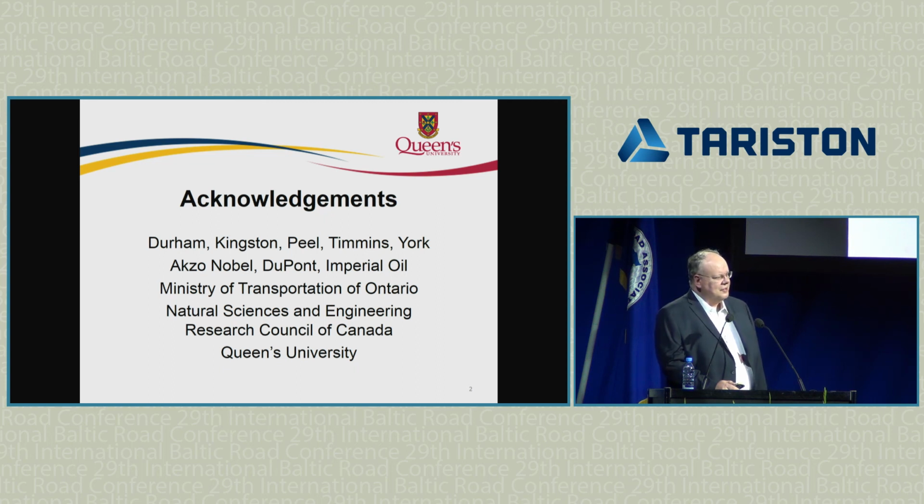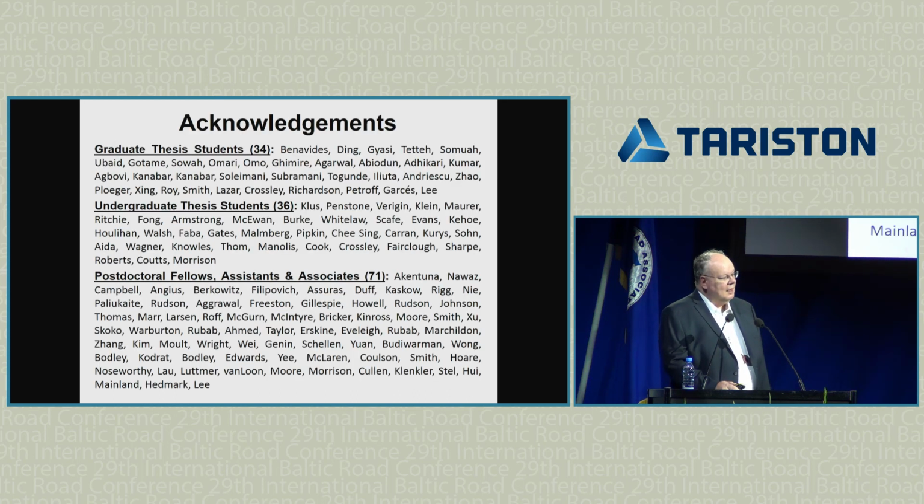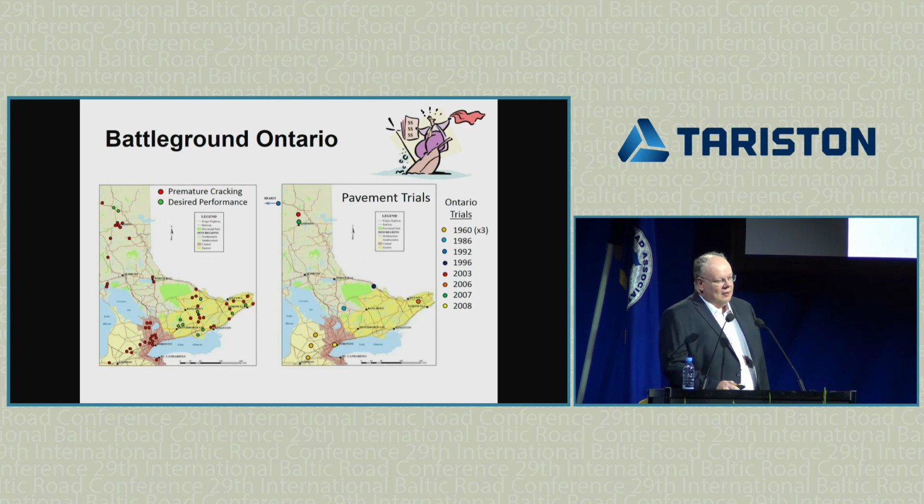The Natural Sciences and Engineering Research Council of Canada is the main funding agency for academic research. Without my students, I wouldn't be here. I wouldn't have been able to do any of this. I've been fortunate to get some of the best students from Queen's to work in my lab, and we've had great experiences. So in Ontario, we have experience with asphalt cement specifications, and it's been somewhat rough, to say the least.